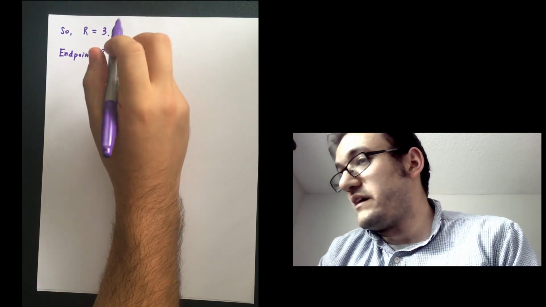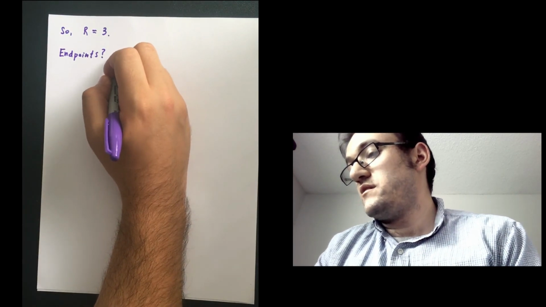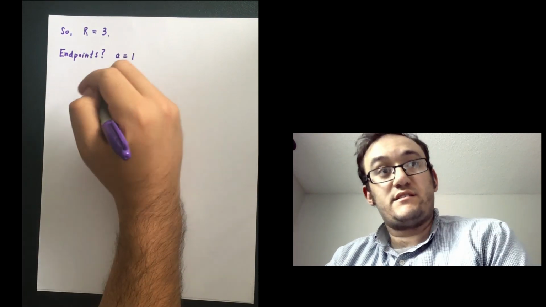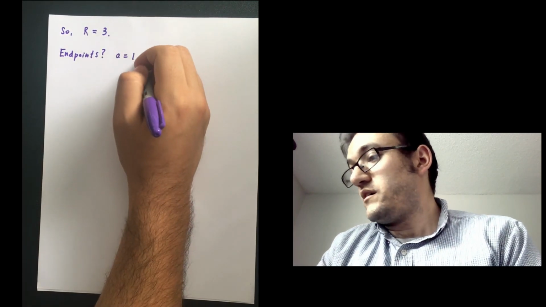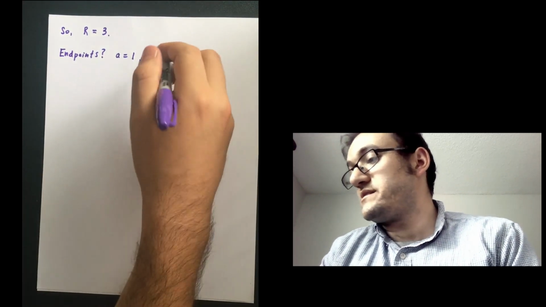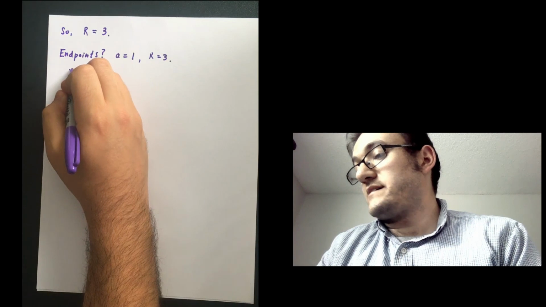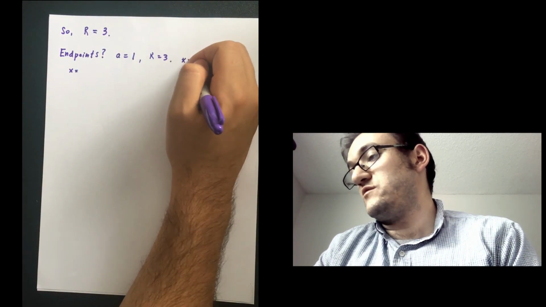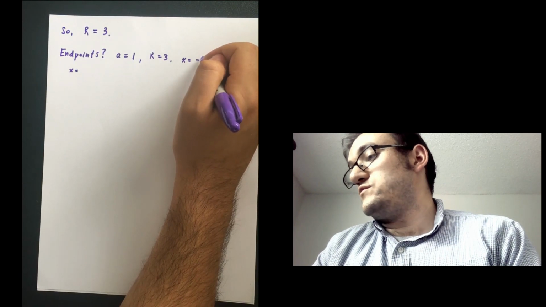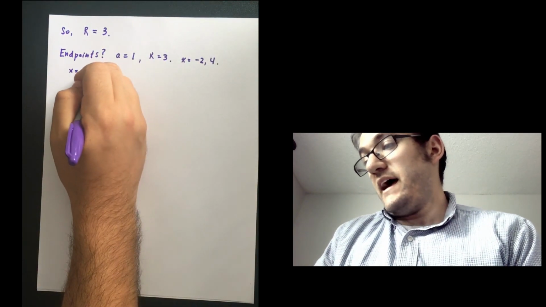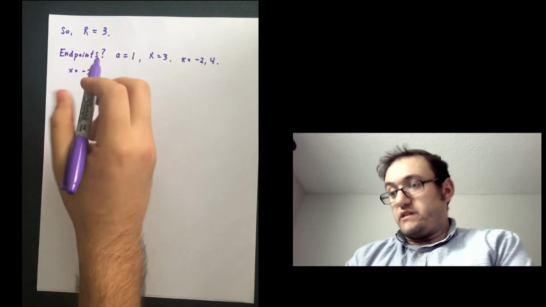Okay, and at our endpoints we have, what are our endpoints? We have a equals 1, because the series is expressed as x minus 1, and r equals 3. So our two endpoints are x equals minus 2 and positive 4. At x equals minus 2, what does our series equal?